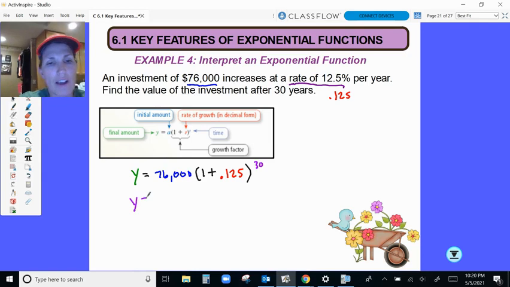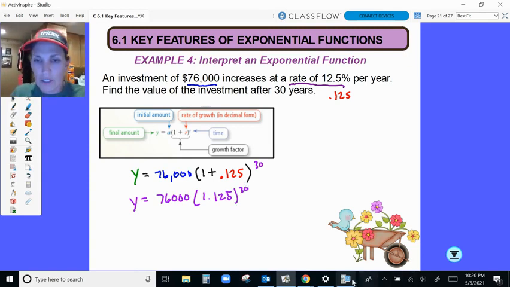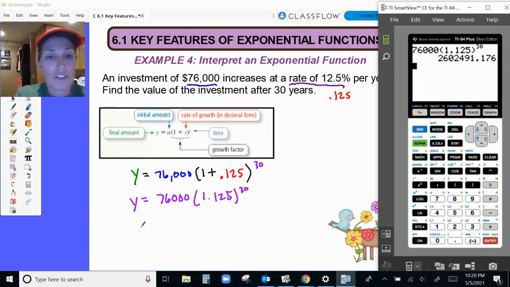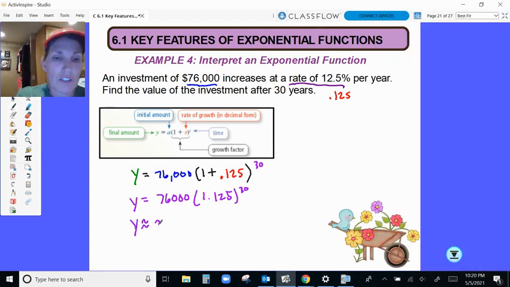If I just simplify it, I go y equals 76,000 times 1.125 to the 30th. And let's see how much investment we have here if we're going to be able to retire in time. So we have 76,000 times 1.125 to the 30th. That's pretty good, right? We got about $2.6 million. So we're going to say y is approximately equal to $2.6 million we're going to have after 30 years.